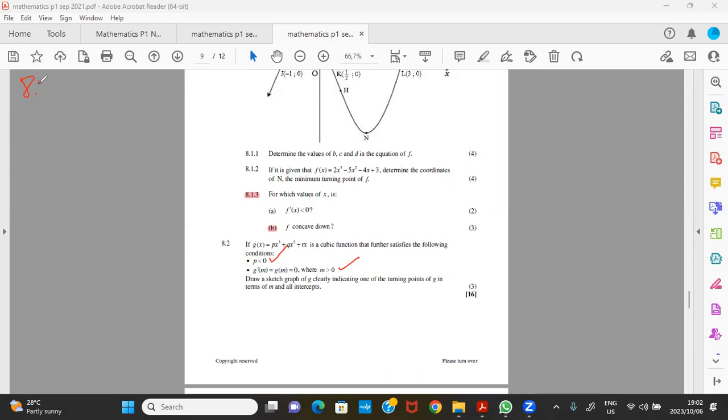So okay, let's put this into perspective. We are at 8.2 now, guys. So we have g of x being px cubed plus qx squared plus rx. Already we don't have a value for d. When they say p is negative, that means this coefficient is negative. In all situations, the coefficient of x cubed tells you the shape of your graph. So if p is negative, my graph will look like this. Okay, so we've taken that down.